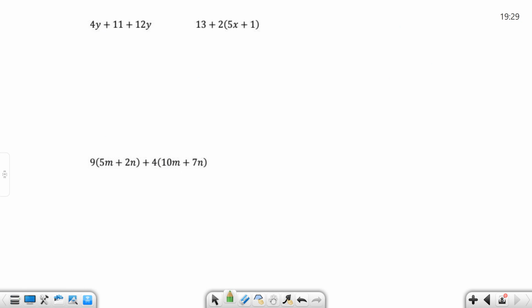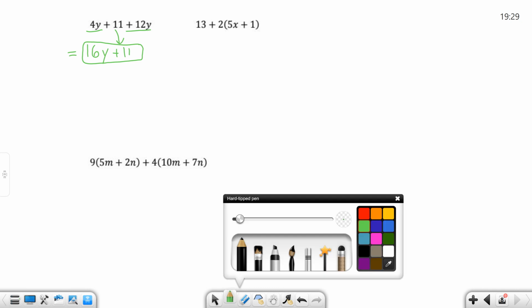So here, 4y plus 11 plus 12y. Do we have anything in there that are like? Yep, we have the y's, right? So this term and this term are alike. So 4 plus 12 is how much? 16. That's 16y, and then we just bring down the plus 11. So 16y plus 11.